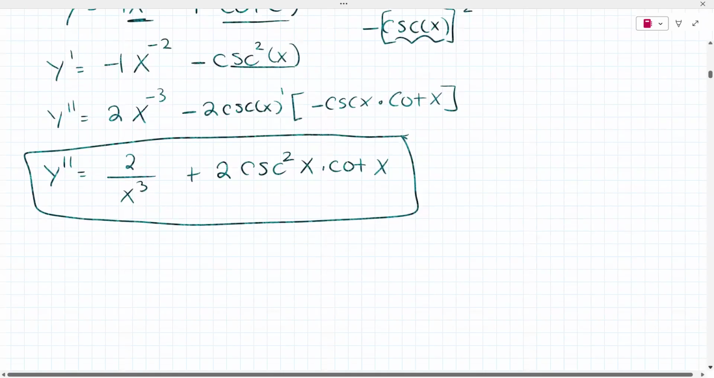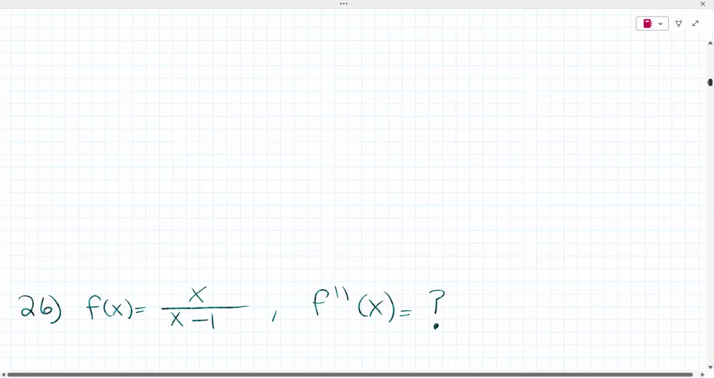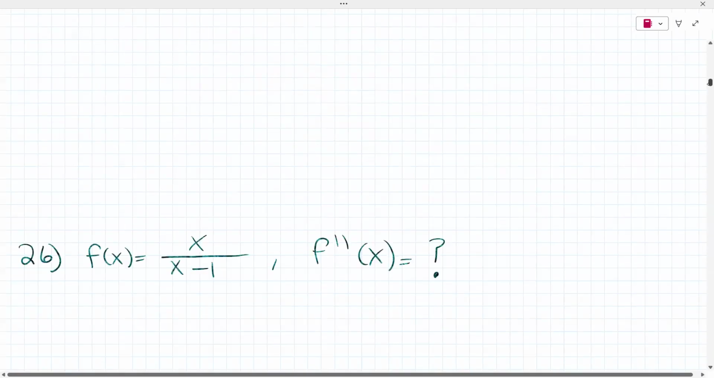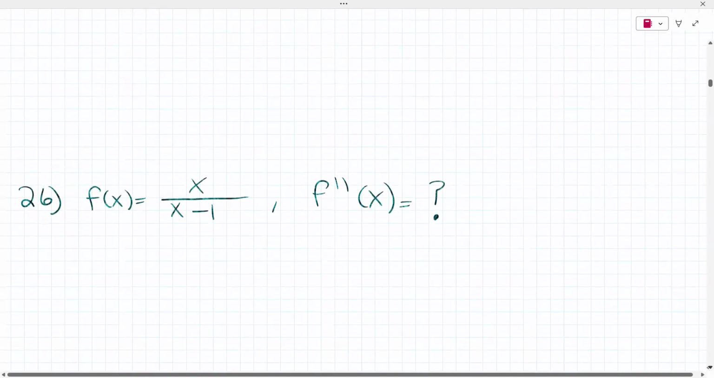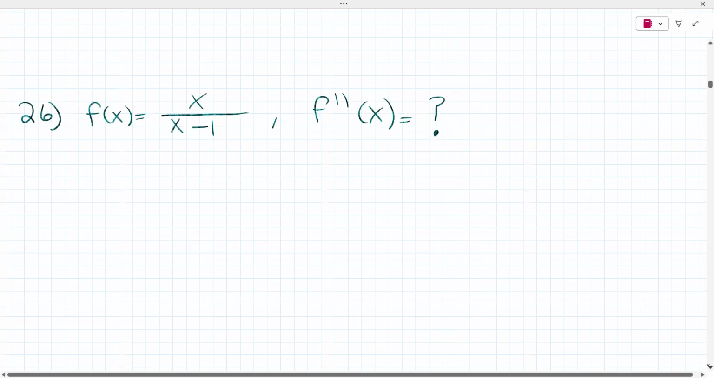Okay, let's move on to 26. For 26, we have a fraction, f of x equals x over x minus 1, and we have to find f double prime.